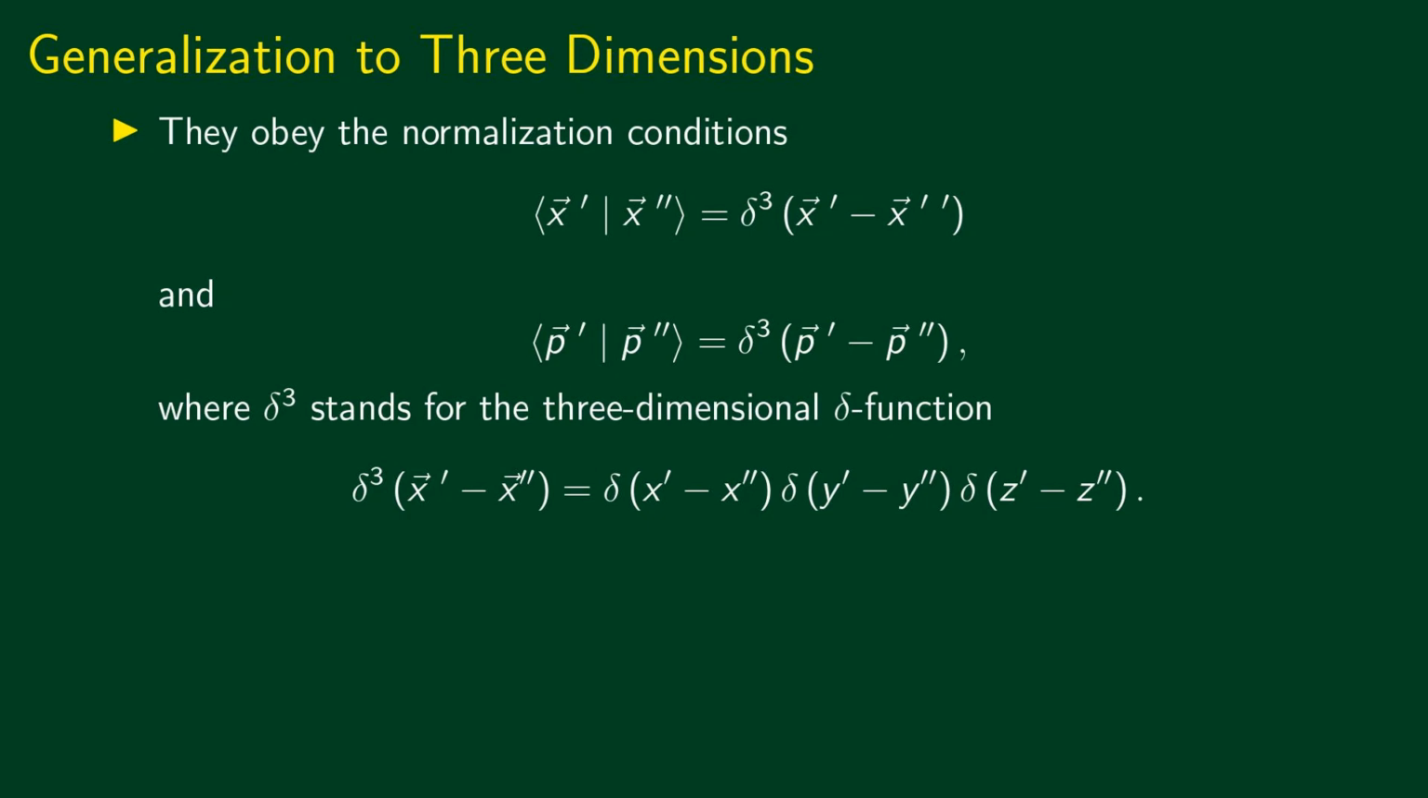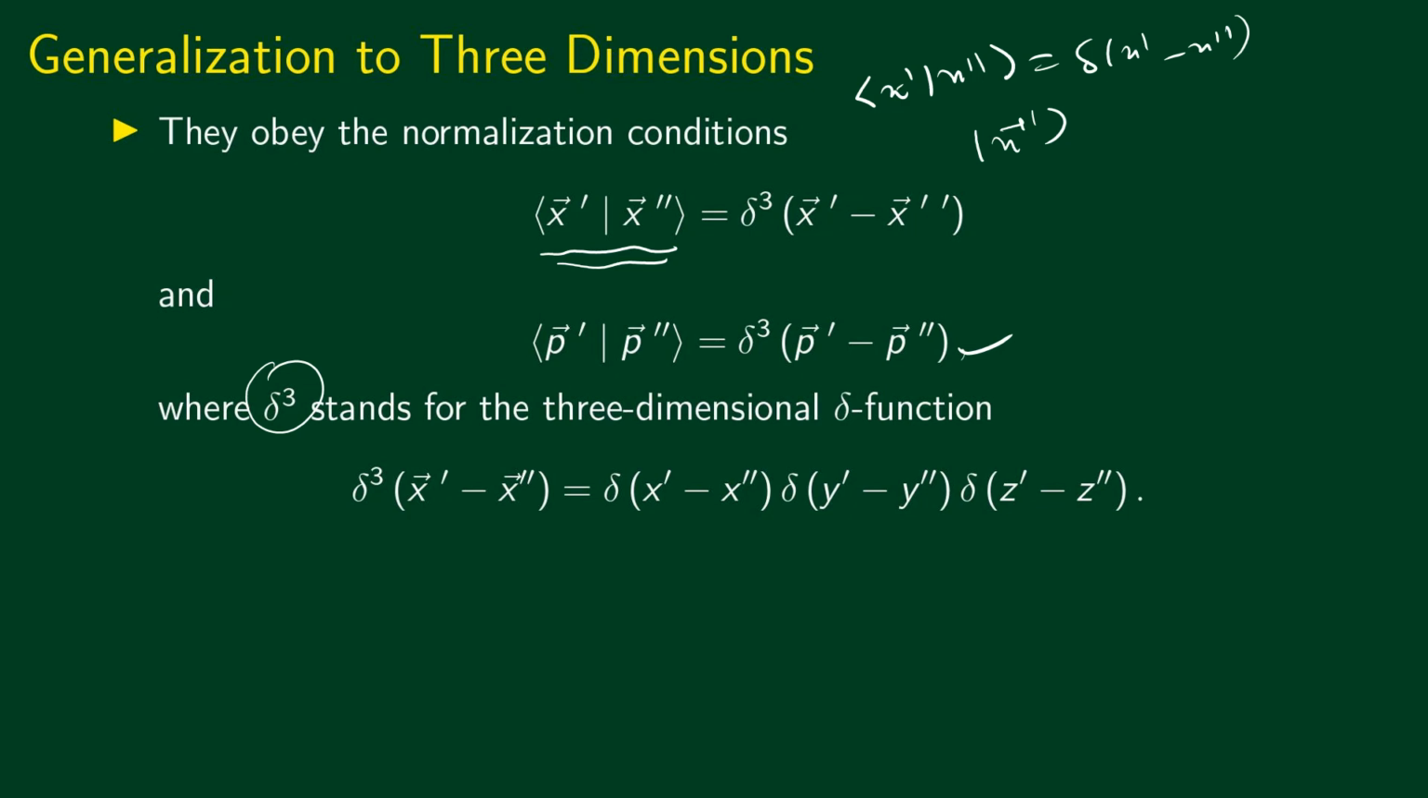Now we can look at the orthonormality relation. In one dimension, we had bra x prime ket x double prime is equal to delta of x prime minus x double prime. Here we are talking about three dimensions, so we need three coordinates. We denote these position eigenkets by ket x vector prime, as we mentioned. And the orthonormality relation, or the normalization condition, can be written as bra x vector prime ket x vector double prime is equal to delta cube of x vector prime minus x vector double prime. Similarly, for the case of momentum, we write bra p vector prime ket p vector double prime is equal to delta cube of p vector prime minus p vector double prime. Here delta cube stands for the three-dimensional Dirac delta function.